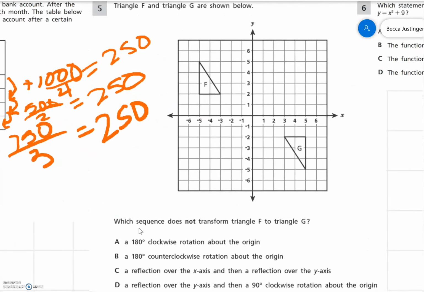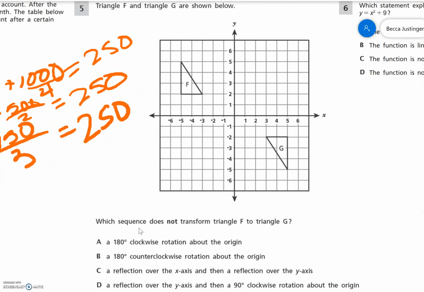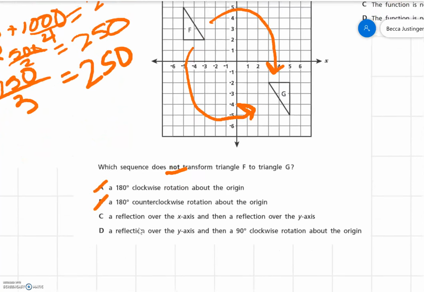Number 5. Triangle F and triangle G are shown below. What sequence does not transform F onto G? A, 180-degree clockwise rotation about the origin. That would give it the same image. B, 180 counterclockwise rotation about the origin. Remember, counterclockwise is going this way, whereas clockwise was going this way. Still both 180 degrees both ways.